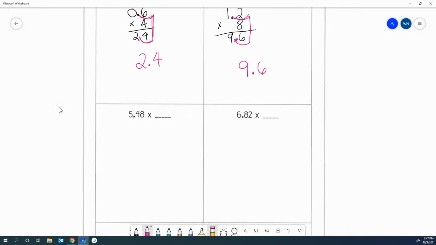5 48/100 times 3. Let's go ahead and stack it up. Remember, I'm going to keep my decimal where it is, but I am not going to make a magical decimal line. 3 times 8 is 24. Carry my 2. 3 times 4 is 12. Plus 2 is 14. Put my 4 down. Carry my 1. 3 times 5 is 15. Plus 1 is 16. But my answer isn't 1,644 because think about it. 5 times 3 is not going to give me 1,644.